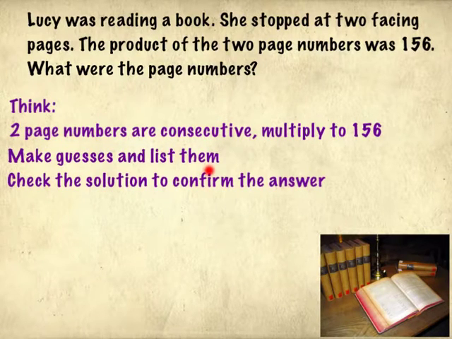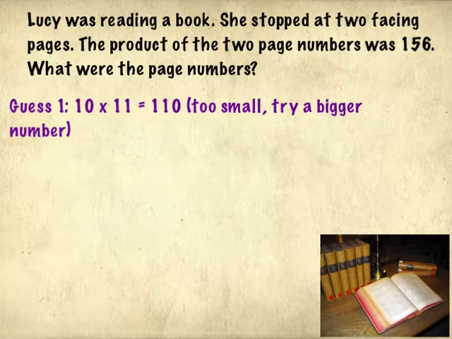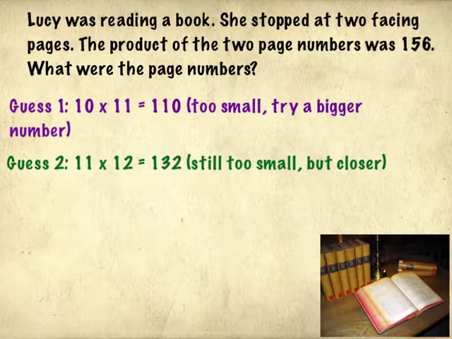So I'm going to make guesses and list them, and then check the solution to confirm the answer. The first guess I made was that she stopped on pages 10 and 11. And it tells me that the product, which means the multiplication, of those 2 page numbers is 156. So I did 10 times 11, and that's 110. That's too small, so I'm going to try a bigger number.